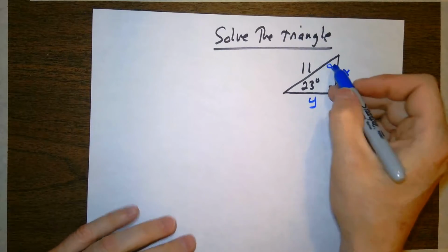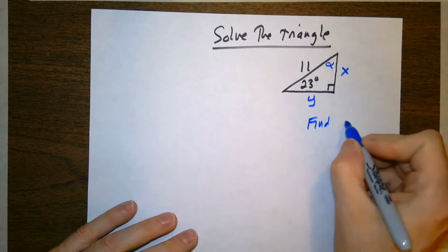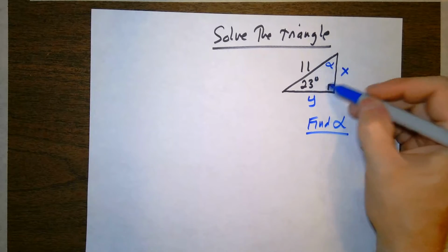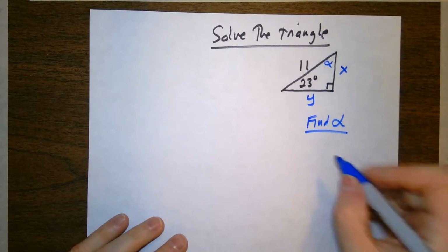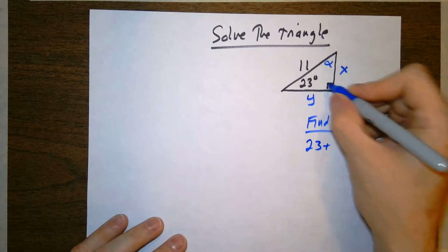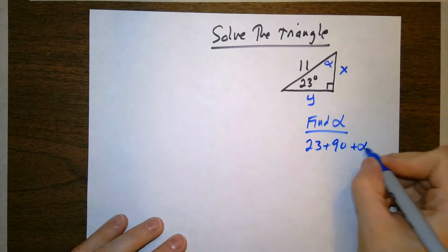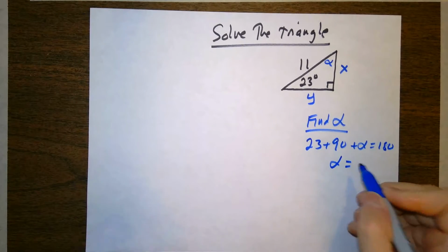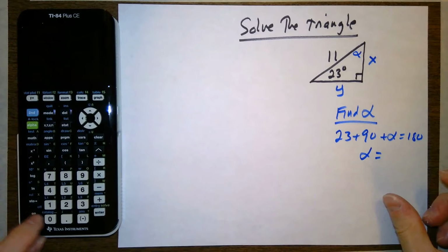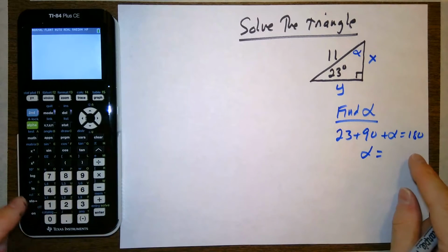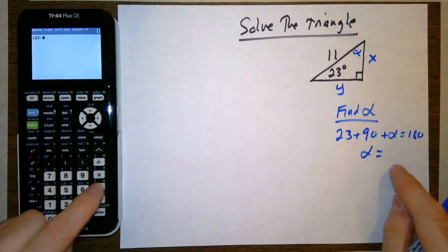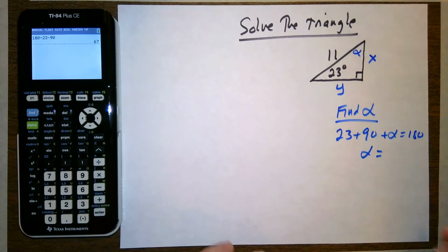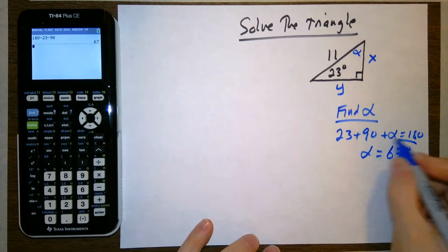Let's do them one at a time here. First, the angle. Let's find alpha. I know the angles inside of a right triangle have to add up to 180. So 23 degrees plus the 90 degrees plus alpha is 180. Subtracting these from both sides, I get alpha equals, here's my calculator, 180 degrees minus 23 minus 90. Alpha is 67 degrees.